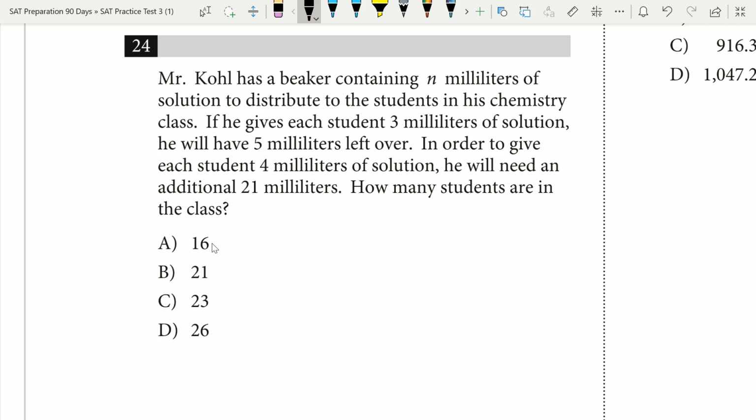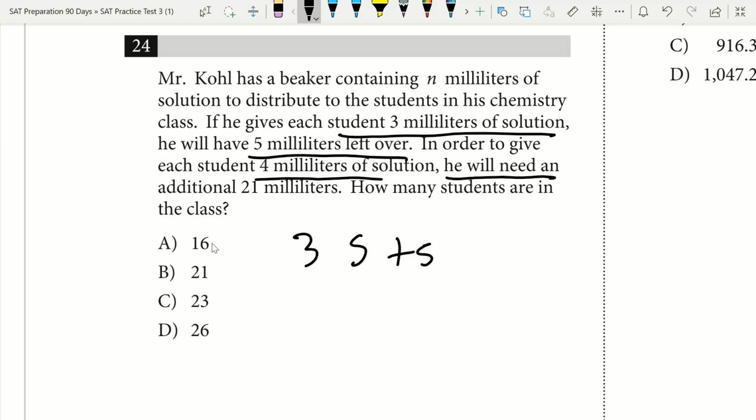But let's go ahead and get started with problem 24 in SAT Practice Test 3. So we have Mr. Cole has a beaker containing n milliliters of solution to distribute to the students in his chemistry class. If he gives each student 3 milliliters of solution, he will have 5 milliliters left over. In order to give each student 4 milliliters of solution, he will need an additional 21 milliliters. How many students are in the class?